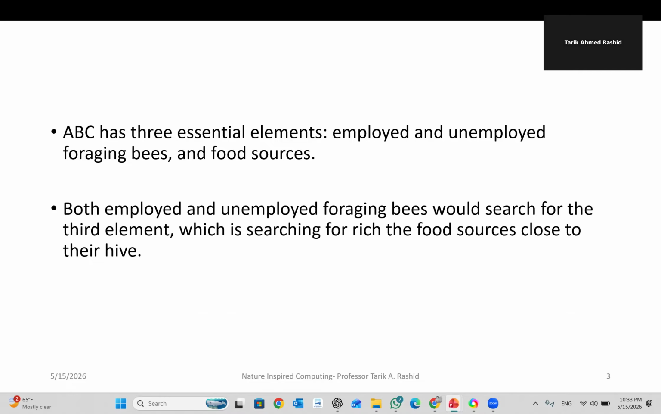ABC is a nature-inspired algorithm. It has three essential elements: employed and unemployed foraging bees, and food sources. Both employed and unemployed foraging bees search for the third element, which is the food sources close to the hive.